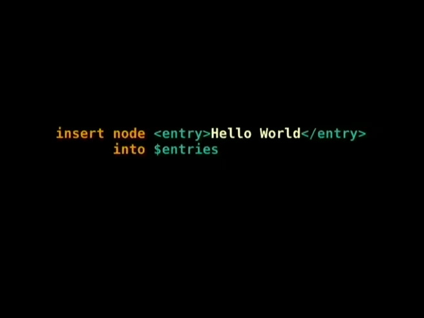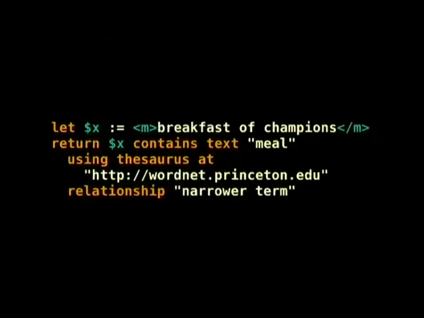This is an update expression. Here I'm inserting a hello world node into the entries variable. This is a full text expression. So I'm going to match the word meal in the phrase breakfast of champions using the WordNet thesaurus. So this expression is going to return true because of the relationship narrower term: breakfast is a narrower term of meal.